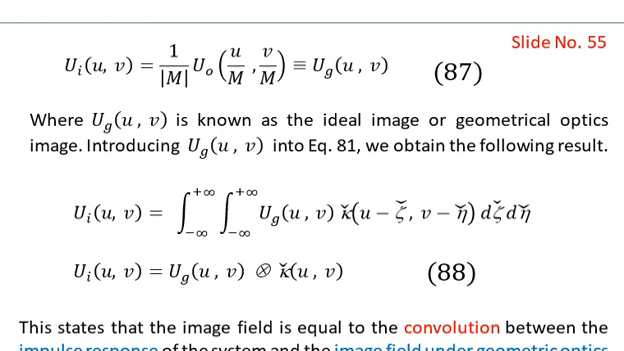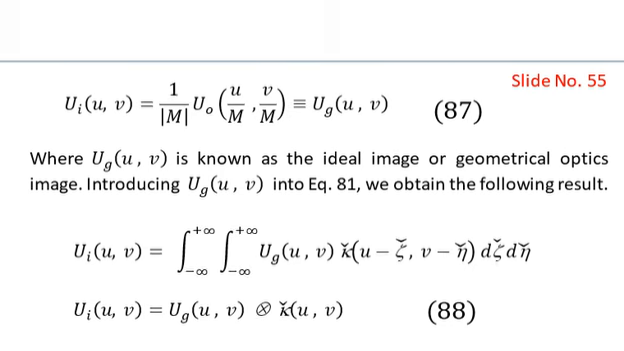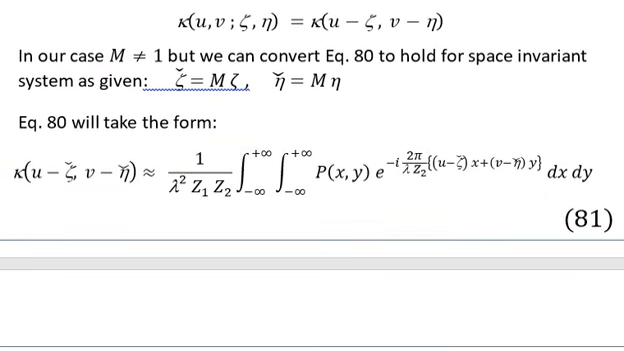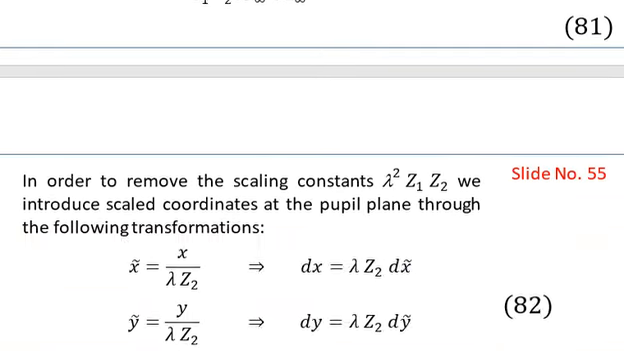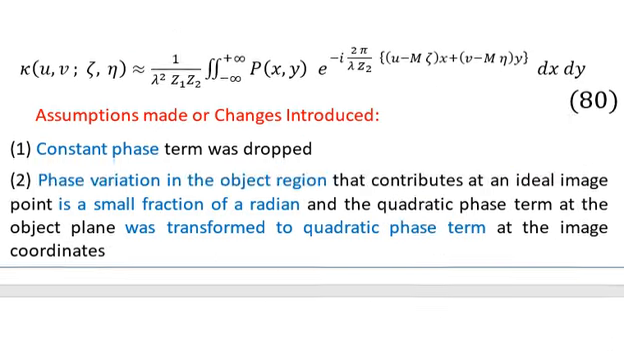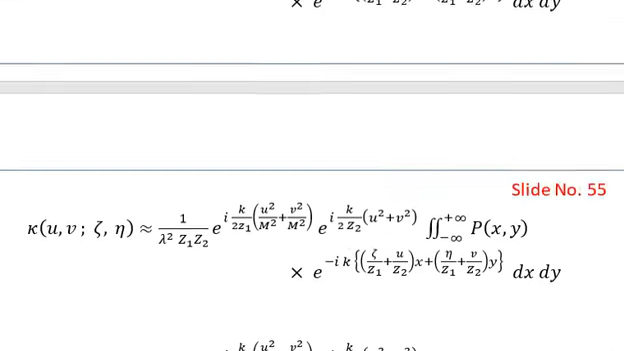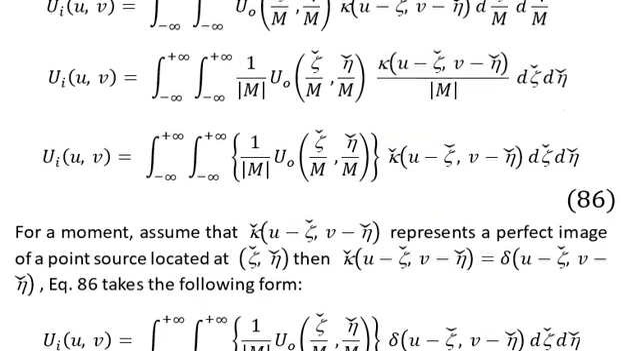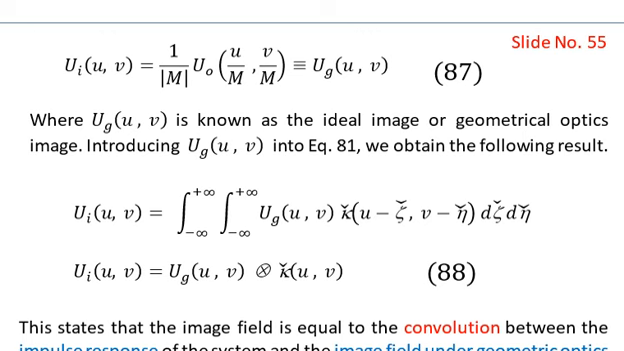So introducing u_g of u comma v into equation number 81, we obtain the following results. Now we have replaced this factor in equation number 81, that is, we have introduced the ideal image or the geometrical optics image into equation number 81. So this is equation number 81, and there we have introduced kappa, and we can modify the imaging equation to write the results which we are producing over here in equation number 88.